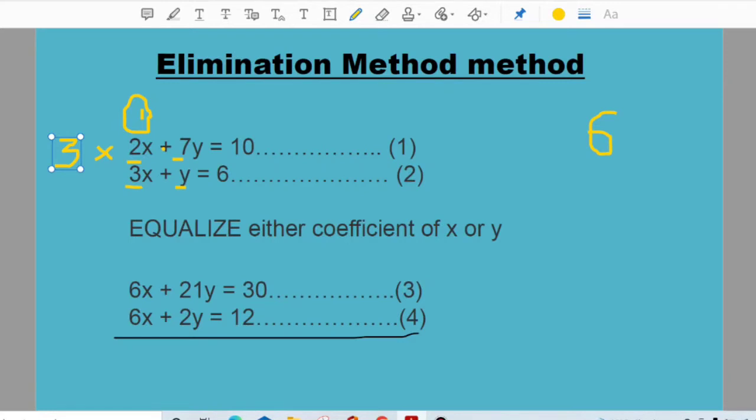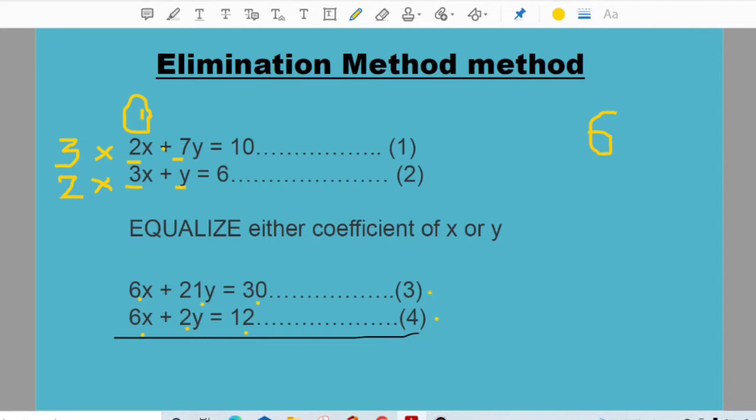Same thing we need to do with this 3x as well. We need to make it 6x, and in order to make it 6x, we will multiply it by 2. So by doing this, we will get the equation 2x into 3 will be 6x, 7y into 3 will be 21y, and 10 into 3 will be 30. Talking about the second equation, 2 into 3x will be 6x, 2 into y will be 2y, and 2 into 6 will be equal to 12. And we will call them equation number 3 and equation number 4.